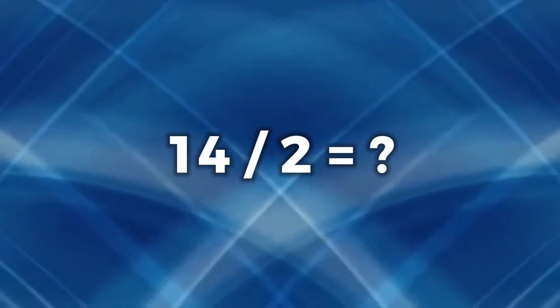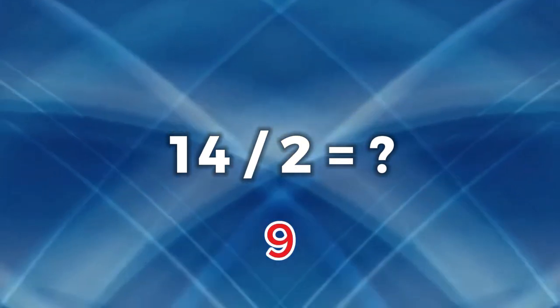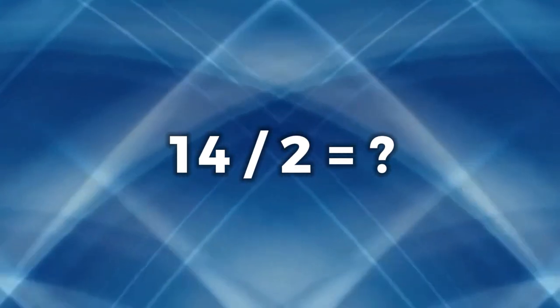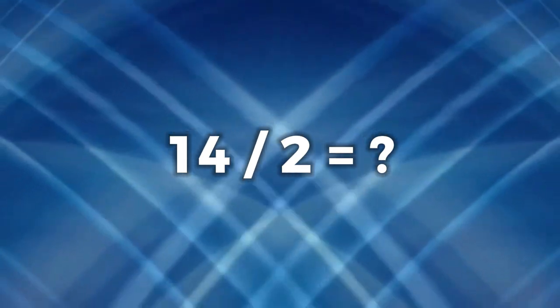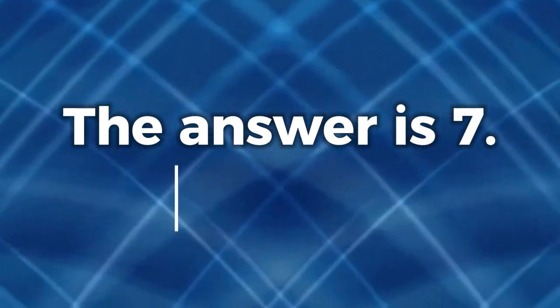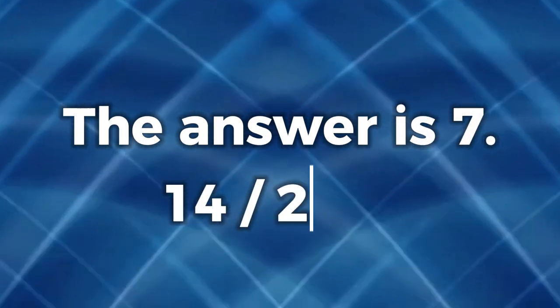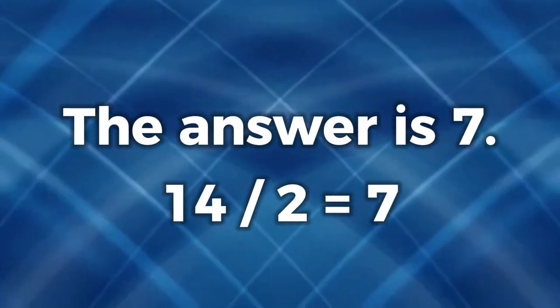What is 14 divided by 2? The answer is 7. 14 divided by 2 is equal to 7.